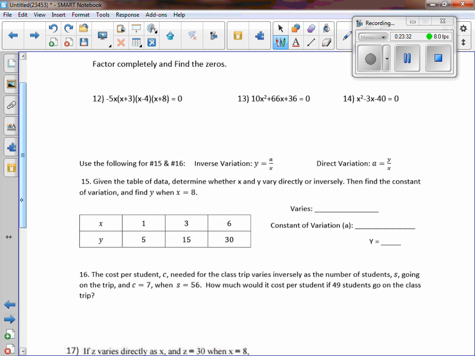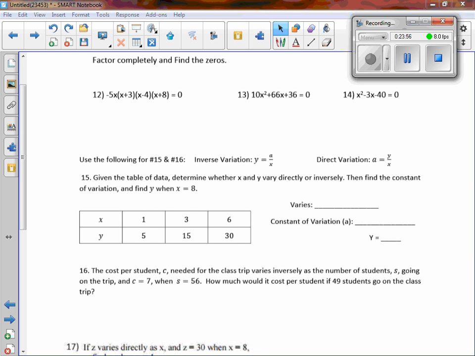12, 13, 14, it says factor completely and find the zeros. Another way to say find the zeros is solve. So number 12, even though it says factor completely, it's already factored into 4 separate parts. So here's what we'll do. If it's already factored, we're going to take each factored piece, set it equal to 0.